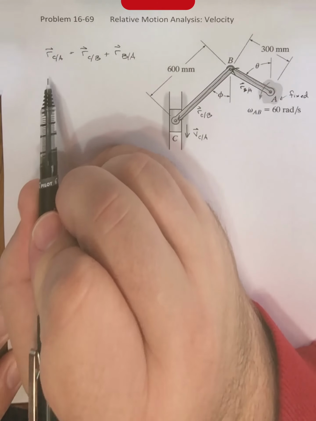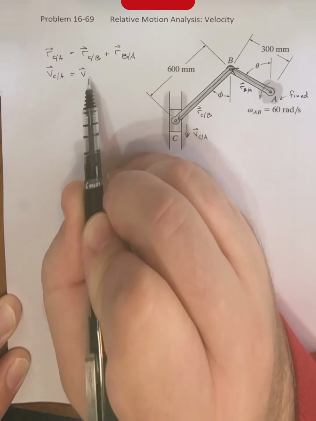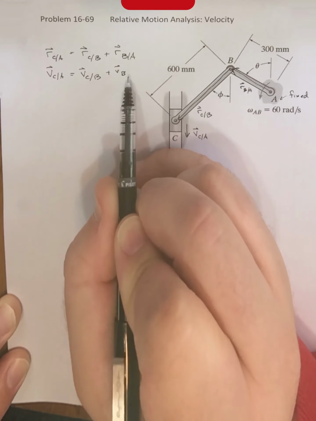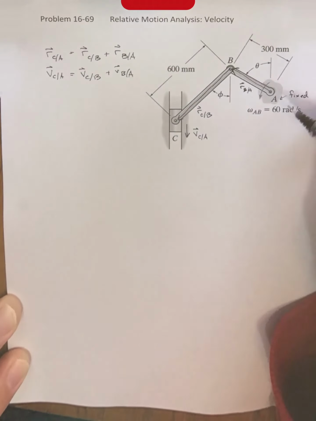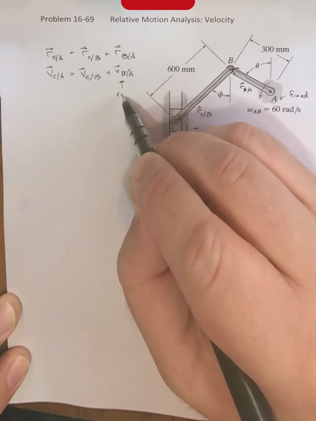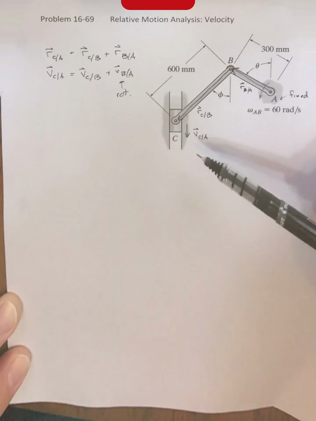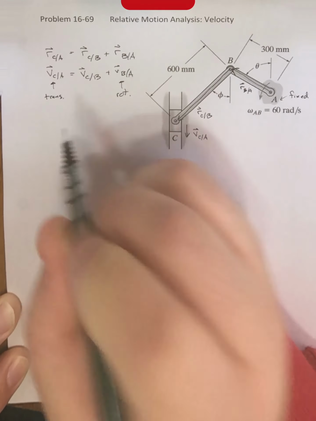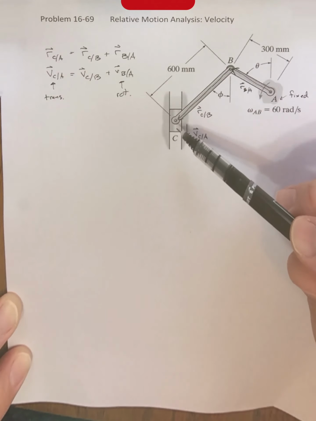Starting from this relative position equation, we get a relative velocity equation just by replacing all of our R's with V's, and this gives us V, B slash A, and so on. Looking at each of these motions, the motion of B relative to A is going to be a pure rotation. The motion of C relative to A is going to be a pure translation. And then we have BC, which is undergoing a rotation and a translation.